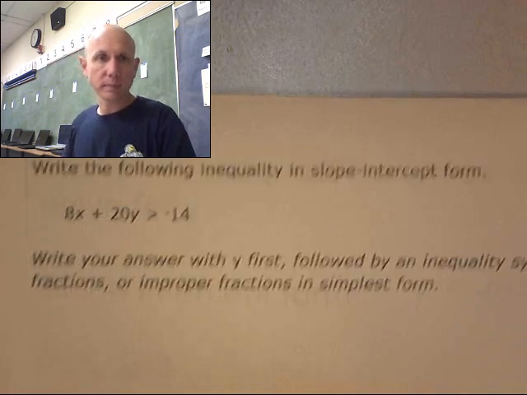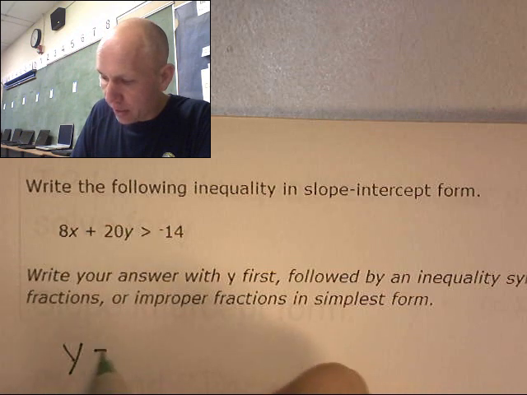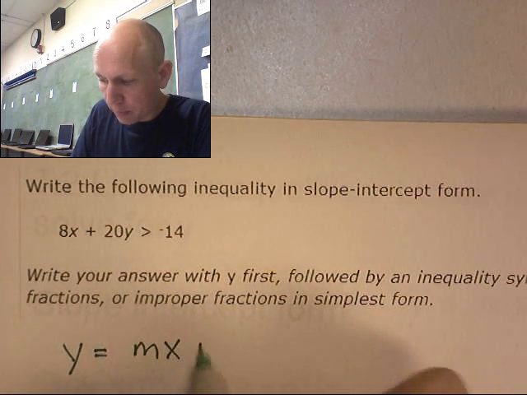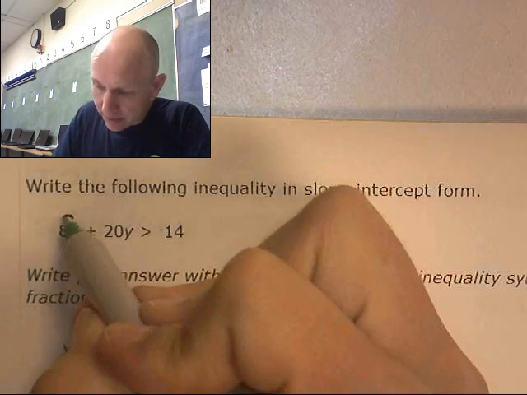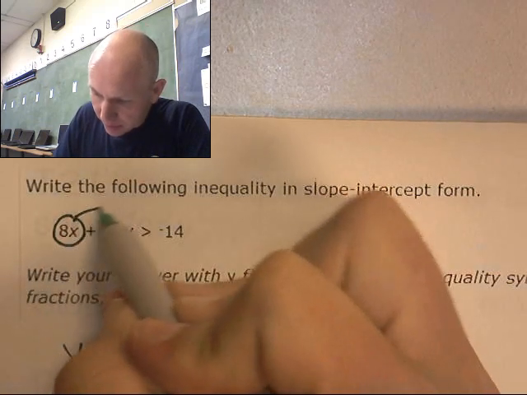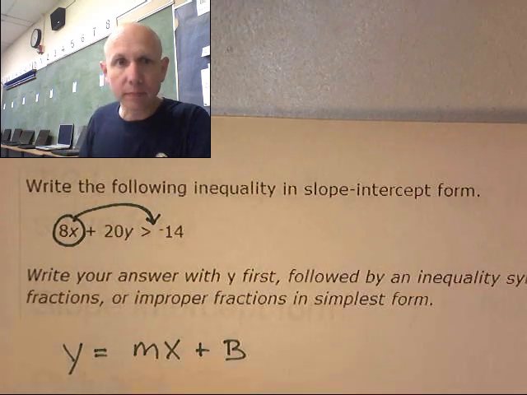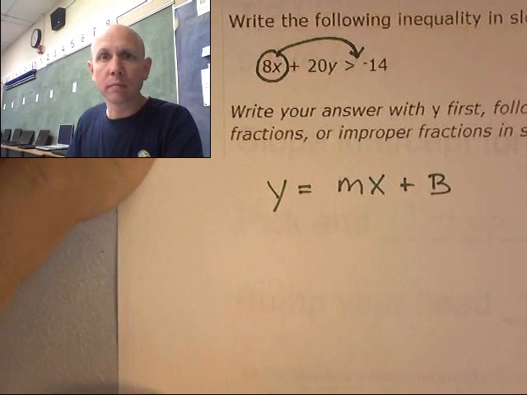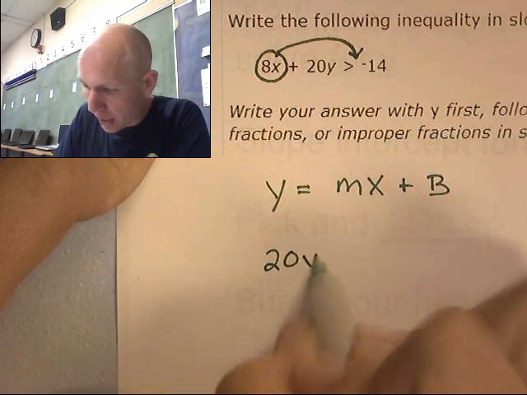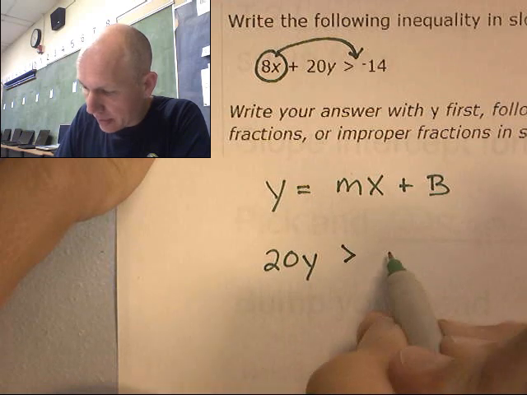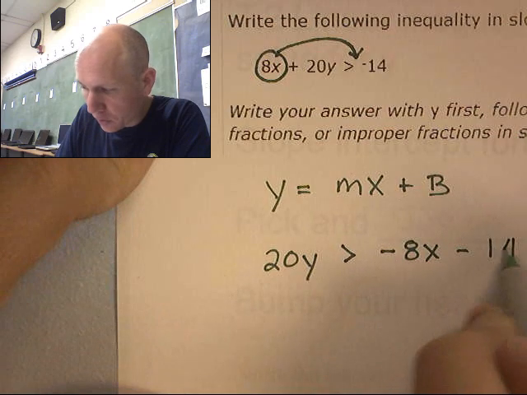Here's our final one. Remember, I'm looking to have y equals mx plus b. This 8x is in the wrong spot. It needs to come over here and be dropped. That would leave me with 20y is greater than -8x minus 14.